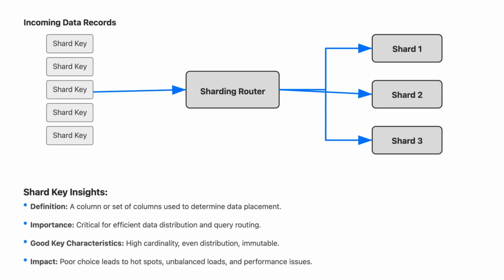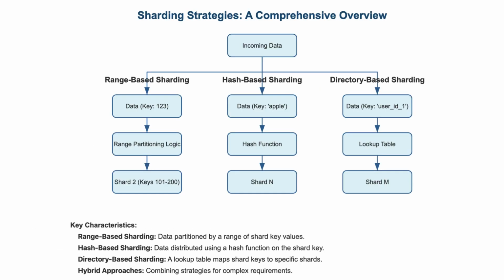Once you've chosen your shard key, the next step is deciding on a sharding strategy for data placement. There are several common approaches, each with its own trade-offs. First, we have range-based sharding. Here, data is partitioned based on a range of shard key values. For example, all users with IDs from 1 to 1 million go to shard A, 1 million to 2 million go to shard B, and so on. This is simple to implement and efficient for range queries, but it can lead to uneven distribution if data growth isn't uniform across ranges, potentially creating hotspots.